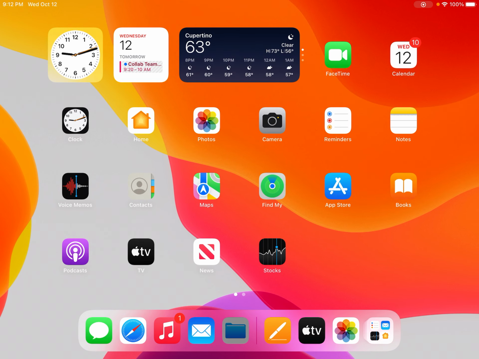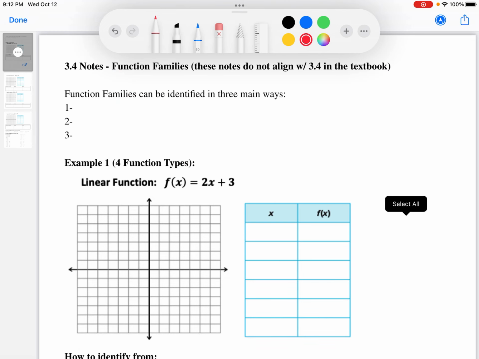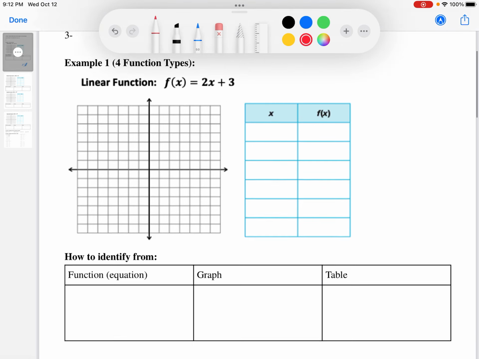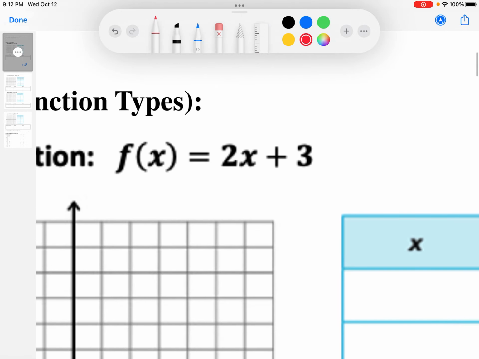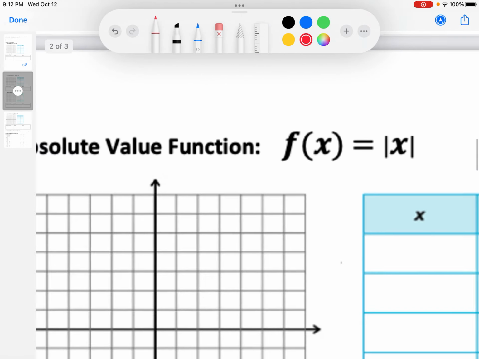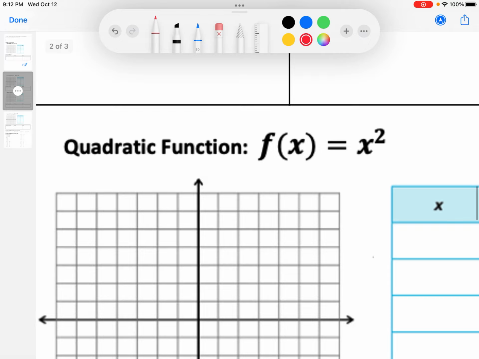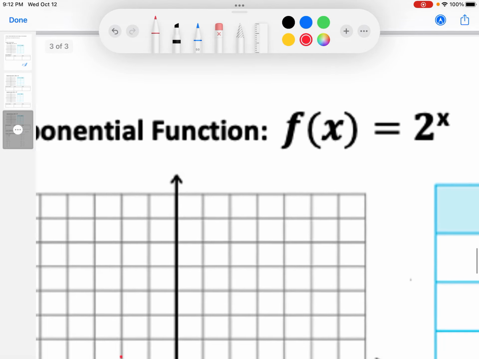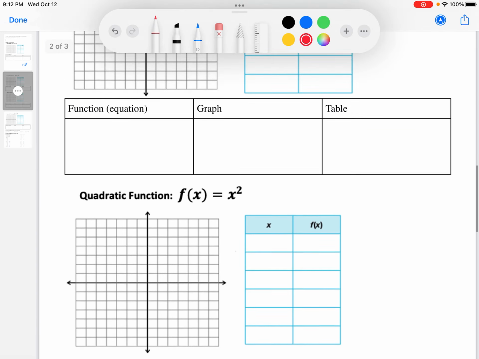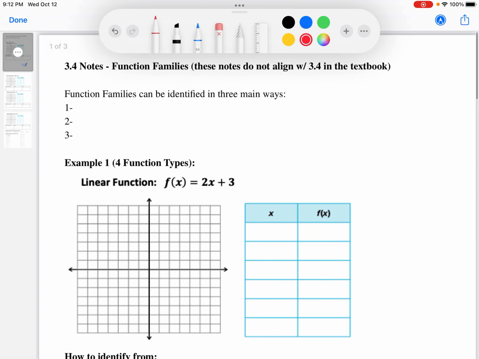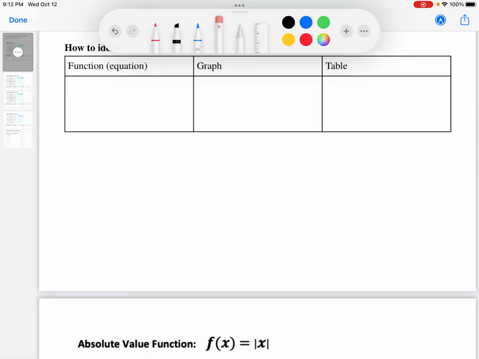All right, so here's what we're doing today. We are talking about function families, and there are many types of function families in the math world, but today we're just talking about 4 different kinds. The 4 that we're talking about today are linear, which you guys are probably very familiar with from 8th grade. We're also talking about absolute value functions. We've talked about those a little bit this year. We're going to talk about quadratic functions, and then the last kind we're going to talk about are exponential functions. Each of them has its own characteristics, and we're going to look at what those are.